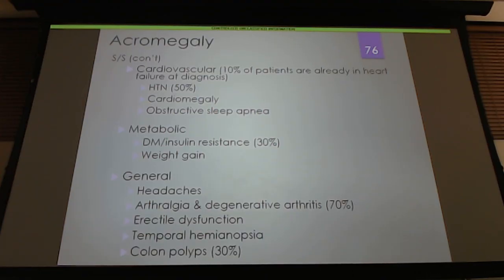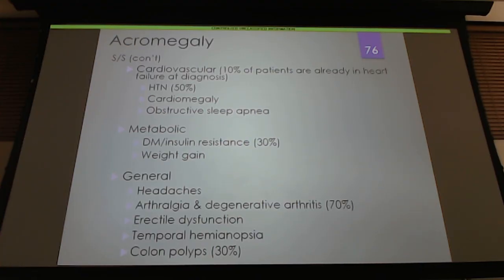So if I have someone with acromegaly and I look at this list, I'm going to order an echo. Obviously the MRI, we know that, and labs, but I want an echo on this person. I want an A1C if they don't already have diabetes. A lot of them will already have diabetes and hypertension and obesity. And then I want a sleep study, if I don't already know they have sleep apnea, and I want a colonoscopy, okay?